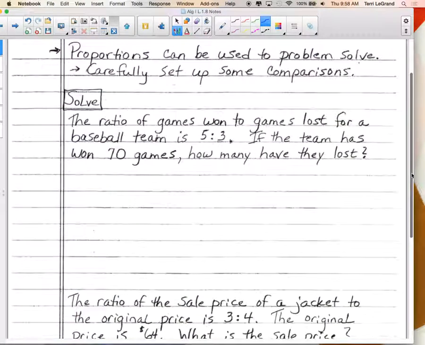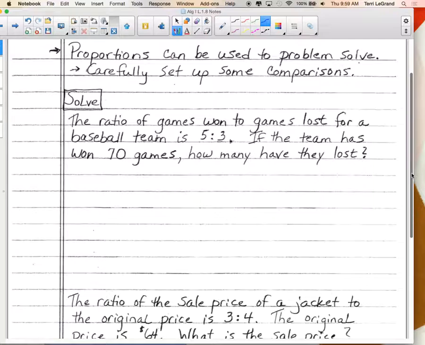Okay, as I said, proportions are wonderful for problem solving, but here's the deal. What students do, they're a little bit too haphazard sometimes when they're setting them up. You have to have a good setup to get a reasonable answer, okay? And again, we should always make sure our answers are reasonable. So carefully set up your comparisons.